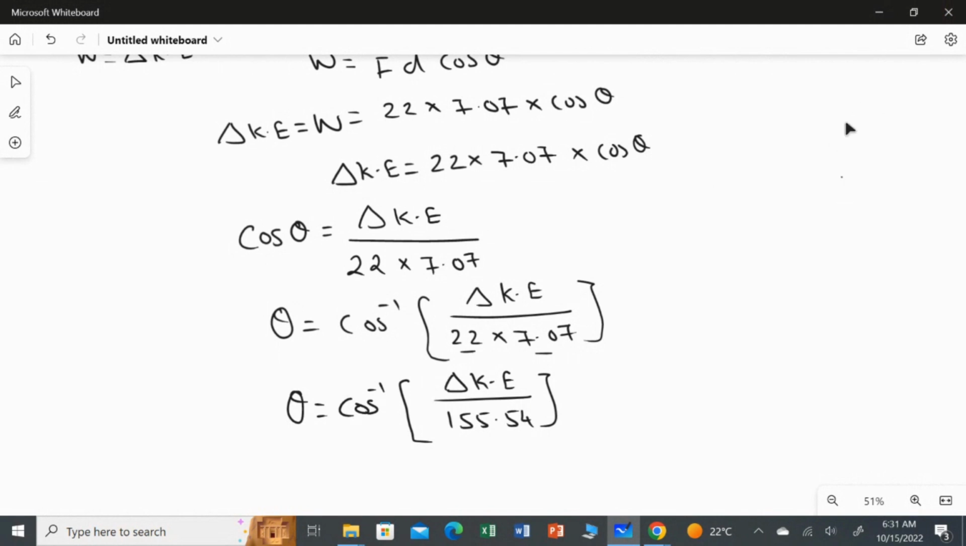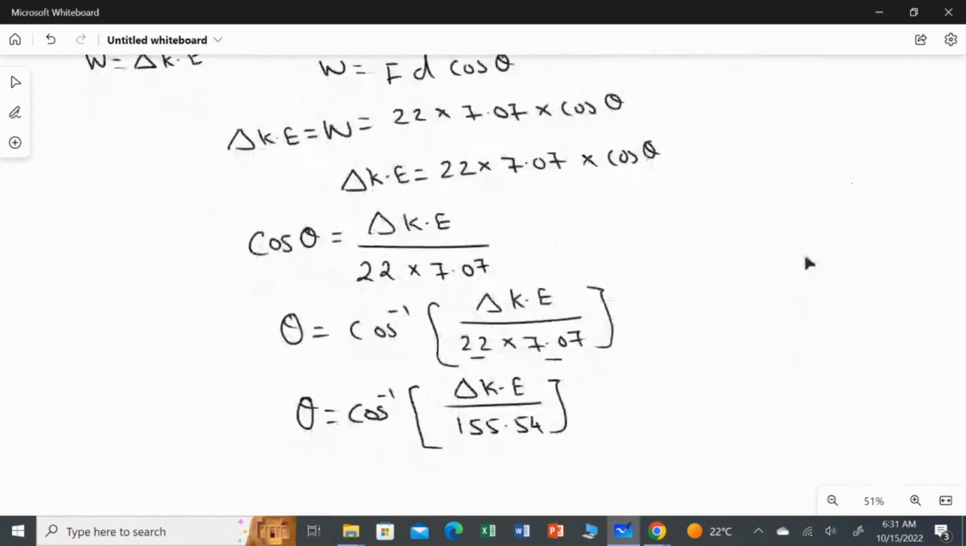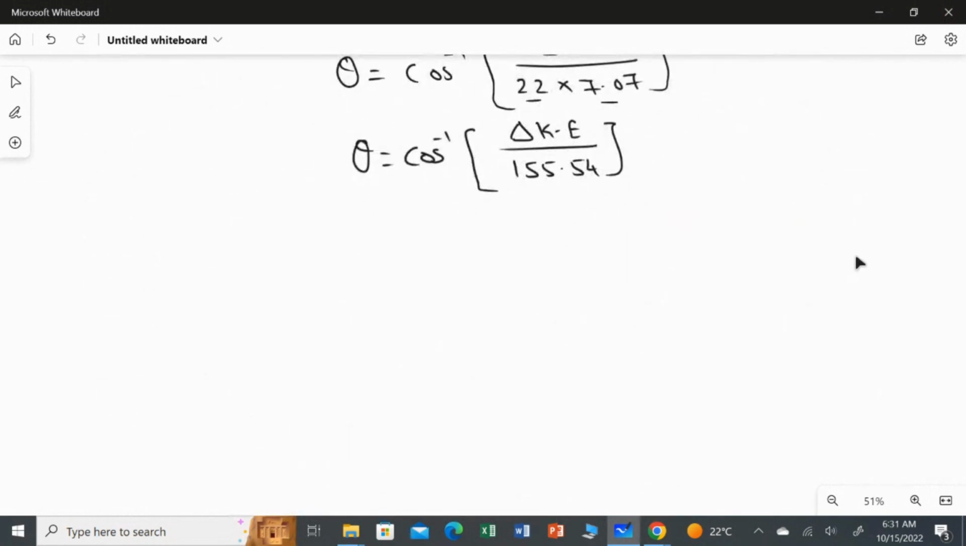Now we have to go for the question subdivision. What is our subdivision here? We have to find the change in kinetic energy for these two values. In the first part, we have to substitute the change in kinetic energy value as 45 joules. In the second question, we have to substitute the kinetic energy value as minus 45 joules. By that, we have to find the value of the angle. So in the first part, I'm going to substitute my change in kinetic energy, which is equal to 45 joules.